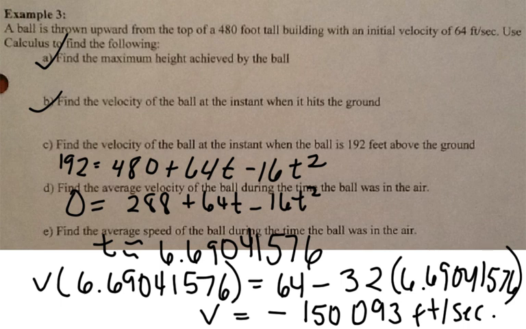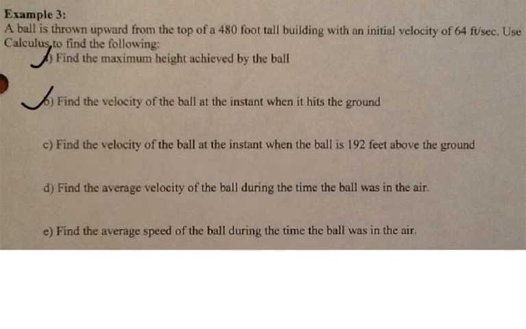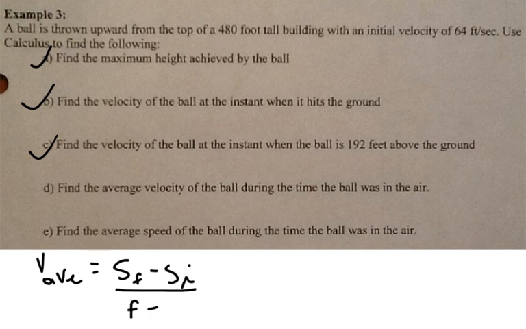Okay. We've got A, B, and C done. Part D. Find the average velocity of the ball during the time the ball was in the air. Average velocity is a note card, and it's basically your slope formula. Position at the final time minus position at the initial time divided by final time minus initial time.